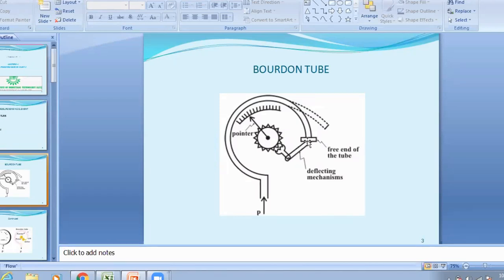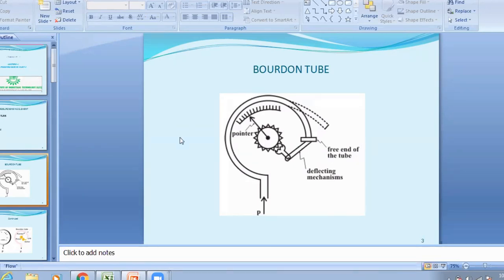Here, see, there are three sections. This one is called the link, this one is called the sector, and this one is called the pinion. What is the need of that? These are all included in what is known as the deflecting mechanism. It is attached to the free end of the tube, and a pointer is attached to this deflecting mechanism.